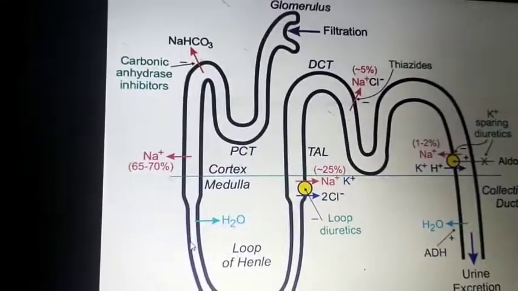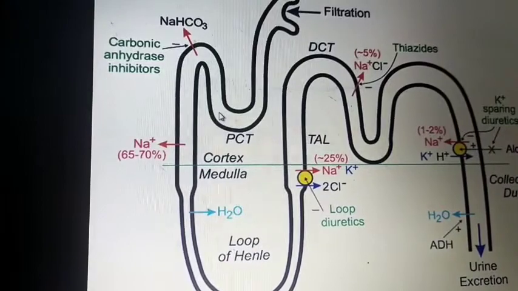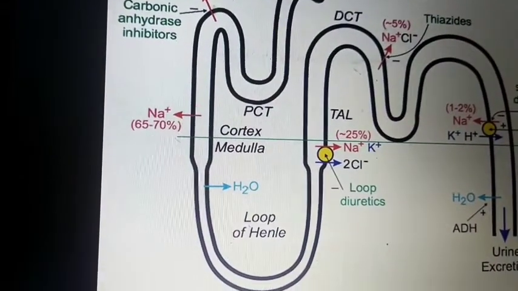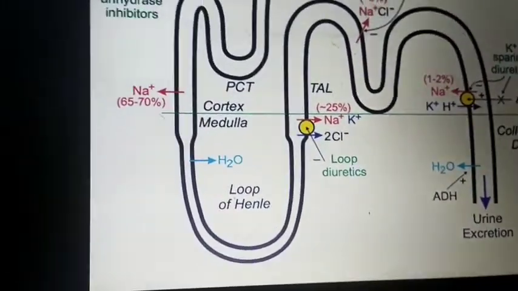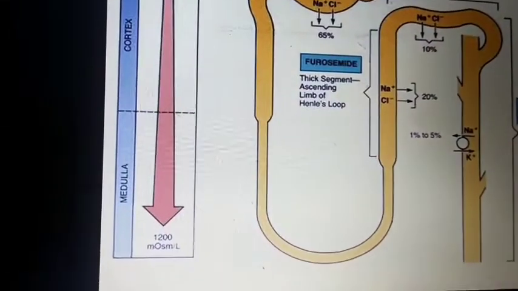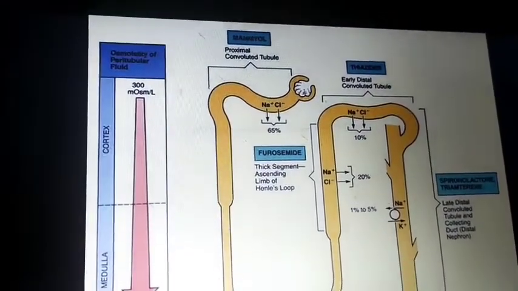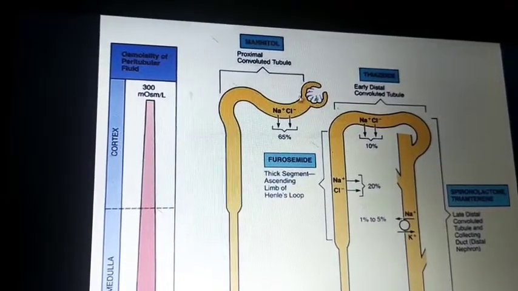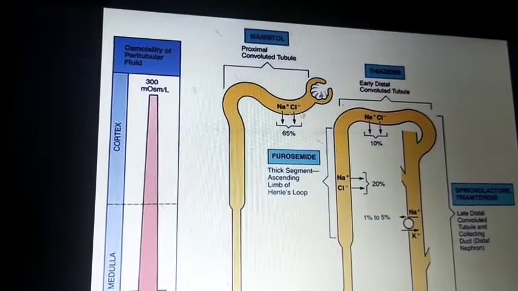And this is the cortex. In the cortex it is 300 ml of urine daily, and it is 1200 in the medulla. It is one short example of which diuretics work where. Mannitol is an osmotic diuretic that works on the Bowman's capsule and proximal convoluted tubule.